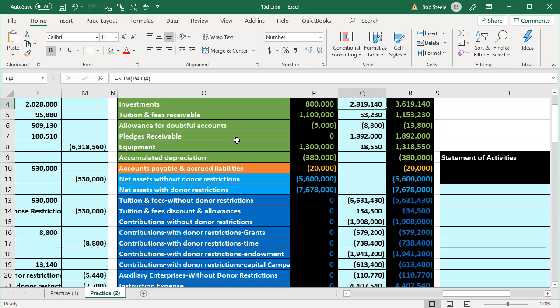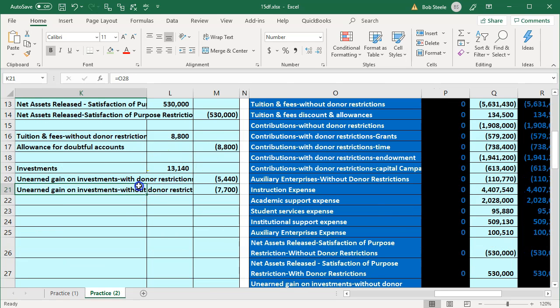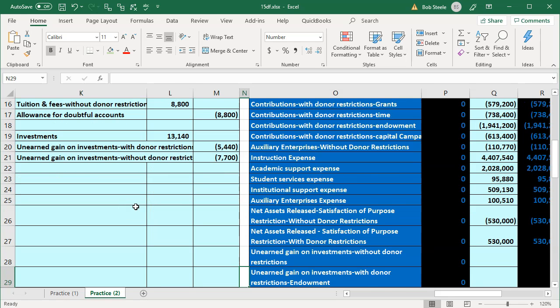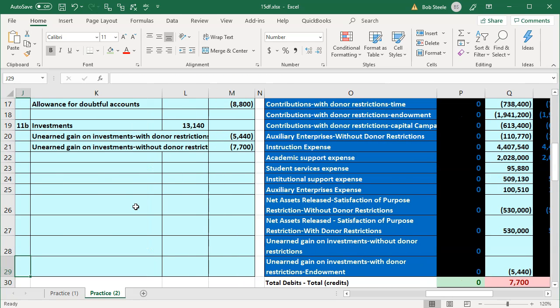So investments then increasing. Then we have the unrealized gain on investments with donor restrictions. So scrolling back down, unrealized gains on investments with restrictions. That's going to be down here in Q29. So within Q29, we're going to say equals. Scroll back over and pick up that 5,440. Increasing that number in the credit direction, increasing what would be similar to the net income as well.